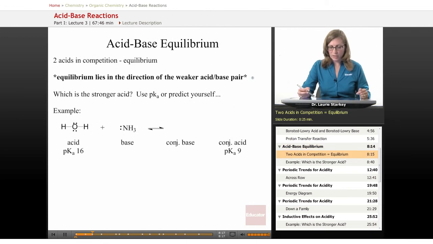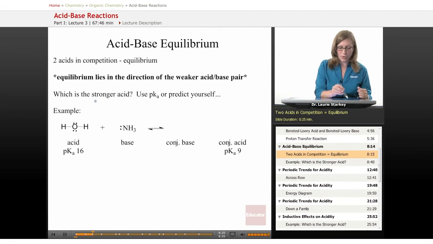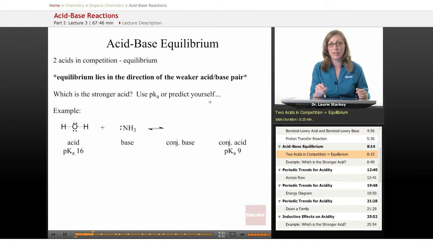So if this equilibrium lies in the direction of the weaker acid-base pair, we're going to have to be able to determine which pair that is. So how do you decide who the stronger acid is? Well, if you're lucky enough to have a pKa table, you can use that. Or perhaps you can predict that yourself, and that's what we're going to be focusing on in this lesson, looking for features that affect the acidity and make something a stronger acid or a weaker acid.